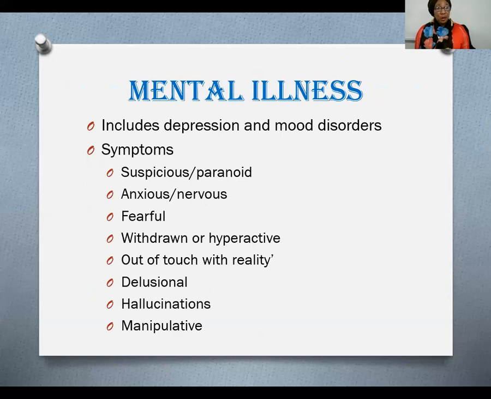Mental illness includes depression and mood disorders. Some symptoms that you can see are suspicion and paranoia. People with mental illnesses are suspicious. They'll always be suspicious somebody has taken something from them, or somebody's coming to kill them, or somebody wants to take them or do some harm to them. People with mental illness also have a lot of anxiety. They are usually very nervous. They are fearful. Sometimes they can be withdrawn or otherwise hyperactive.